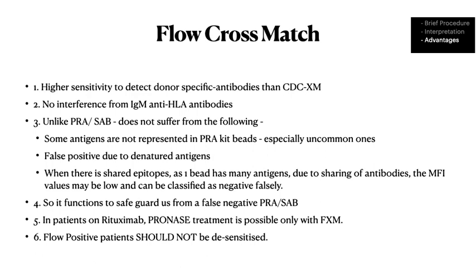So the flow cross match has a higher sensitivity to detect donor specific antibodies than the CDC. There is no interference with IgM antibodies. These are the advantages. Unlike PRA or SAB, it does not suffer from the following problems. For example, some antigens are not represented in the PRA kit, especially uncommon ones, but in flow this is not an issue because the antigen is from the donor. The false positive due to denatured antigens is also a problem in a PRA kit or a SAB kit, but again that is not a problem here. So in denatured situations, you'll have a false positive PRA or SAB, whereas flow will be negative.